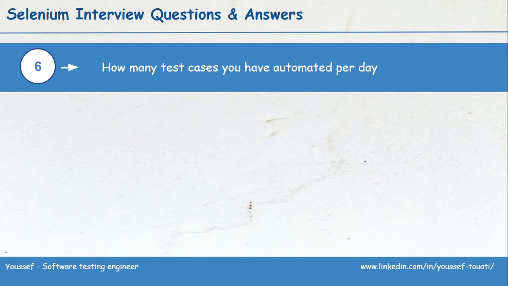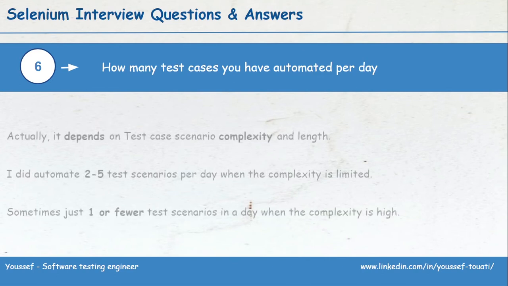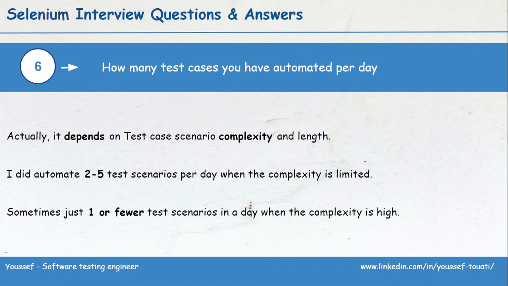Now we see how many test cases you have automated per day. This question is so common. Actually, it depends on test case scenario complexity and length. You can say that. Also you can say I automated 2 to 5 test scenarios per day when the complexity is limited, or sometimes just 1 or fewer test scenarios in a day when the complexity is high.